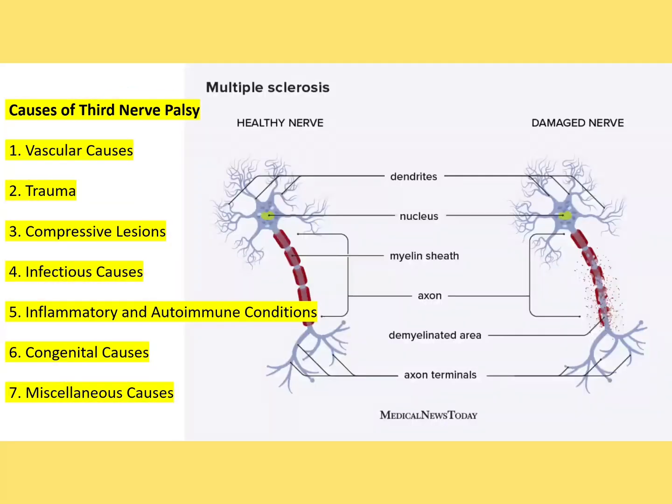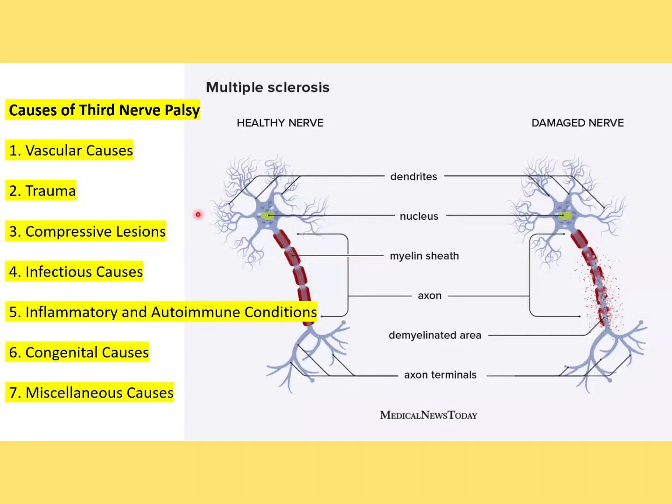Now the inflammatory or autoimmune conditions. Here, the key example is multiple sclerosis. Okay, it is a chronic disease that affects the central nervous system, leading to demyelination of nerves, including the oculomotor nerve. This demyelination disrupts the transmission of nerve signals, causing symptoms such as third nerve palsy. This is why managing multiple sclerosis with appropriate medication can help to mitigate the symptoms.